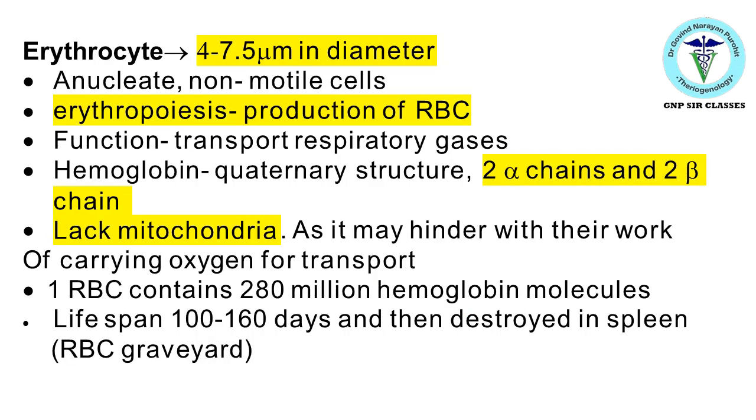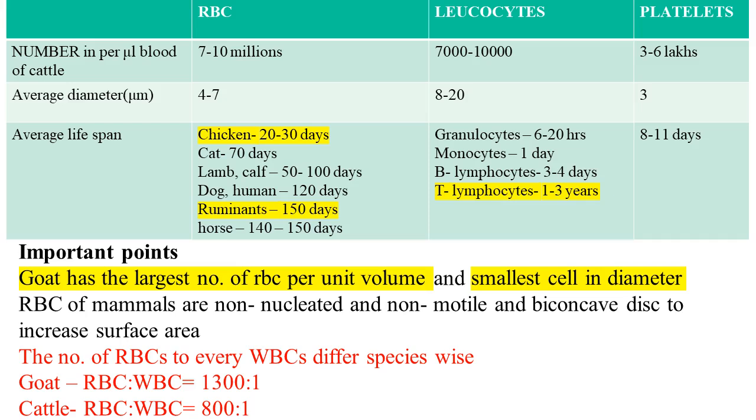Erythrocytes are 4 to 7.5 micrometers in diameter, lack mitochondria, and are responsible for oxygen transport. Each RBC contains 280 million hemoglobin molecules and has a lifespan of 100 to 160 days. The number of RBCs, leukocytes, and platelets varies among species. For example, goats have the largest number of RBCs per unit volume and the smallest cell diameter.